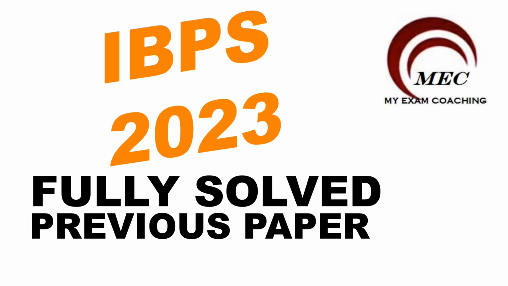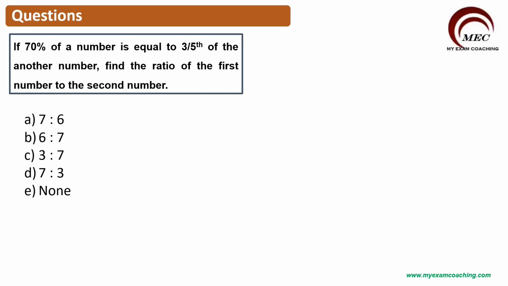Okay, so let us go to the first question. The first question here is: 70% of a number is equal to 3/5 of another number. Find the ratio of the first number to the second number. So this is one of the important questions selected from the previous papers.